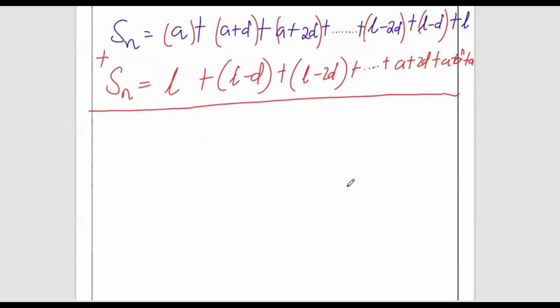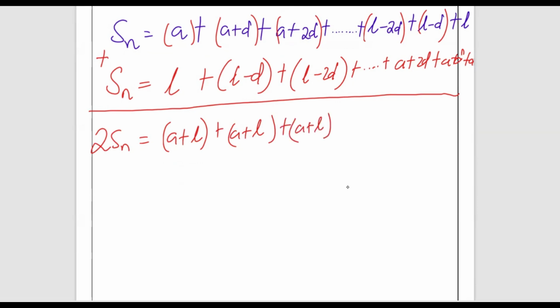All right, so on the left-hand side, I have Sn and Sn. I'll get twice the Sn, okay? And then this and that, I'll have a plus L. And then when I look at the second term and this one, the d's will cancel. I'll still have a plus L, okay? Same story here with the third term. I'll have a plus L. And the story continues. I'm going to have just a plus L everywhere.